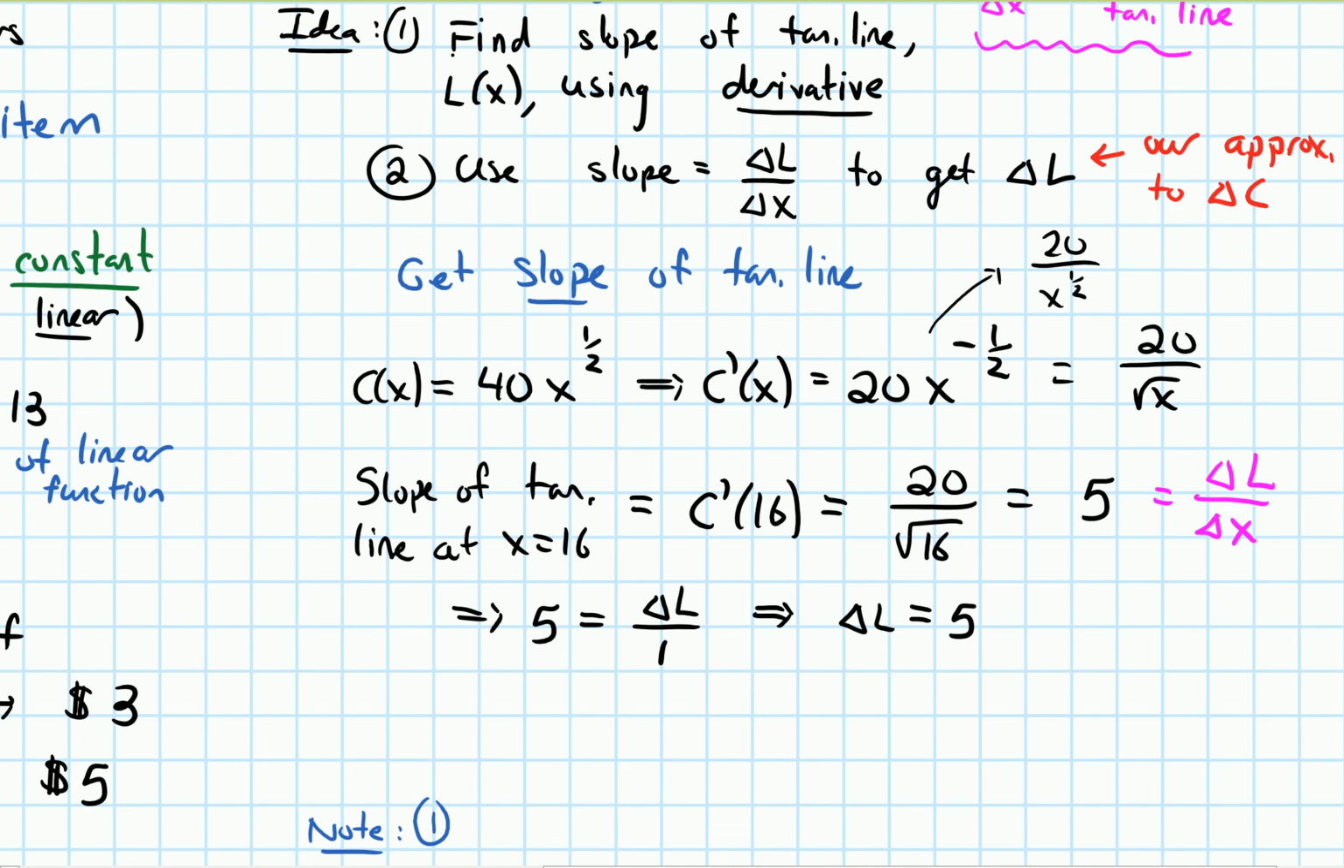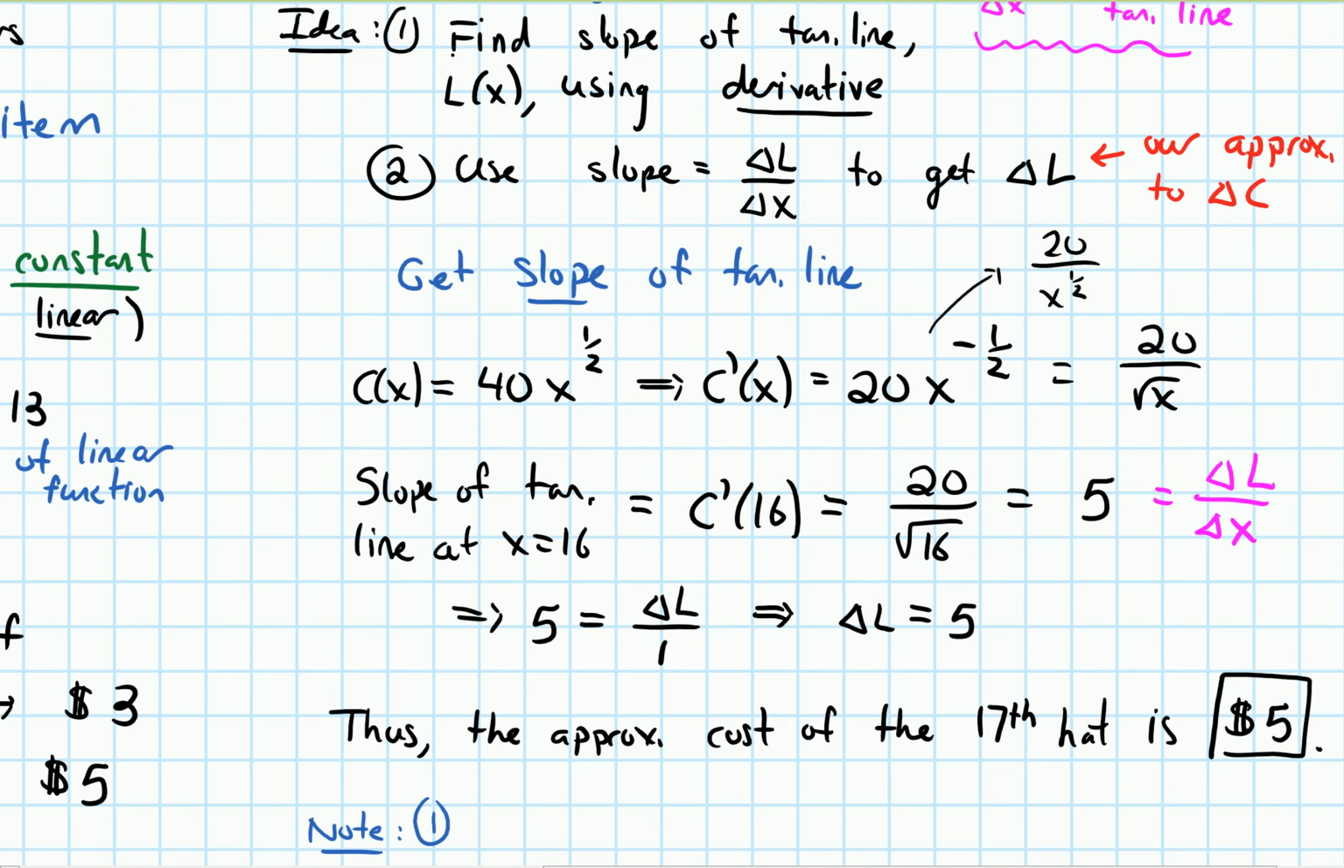All right, so I scooted that down. So now we are ready to write down our answer. Thus, the approximate cost of the 17th hat is delta L, what we just got for it. It's $5 approximately. Okay, that's approximately how much that 17th hat costs the store.